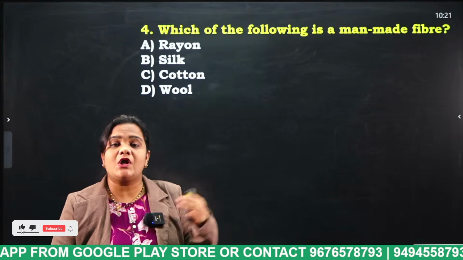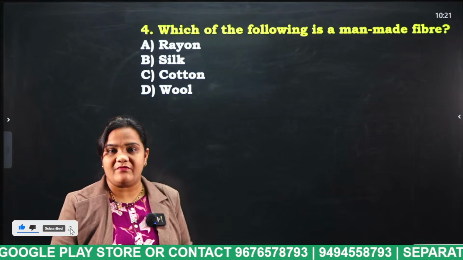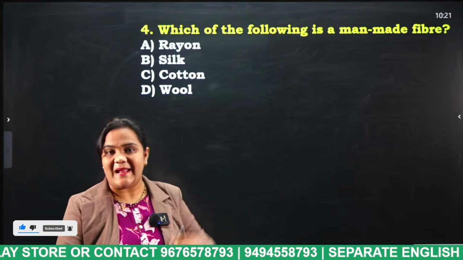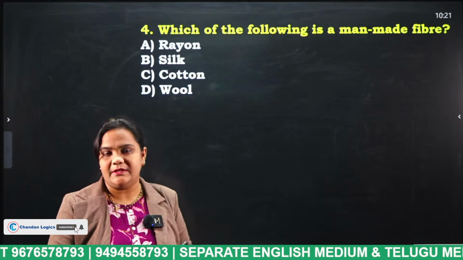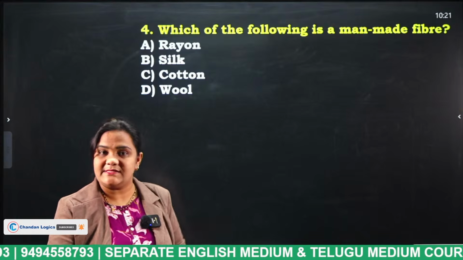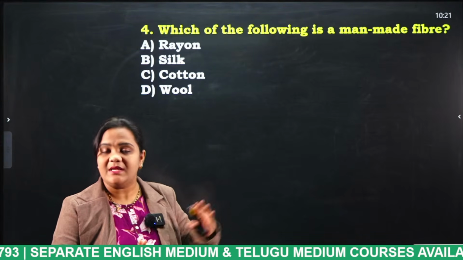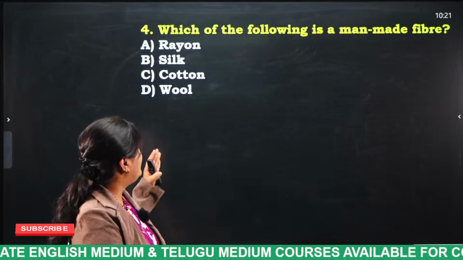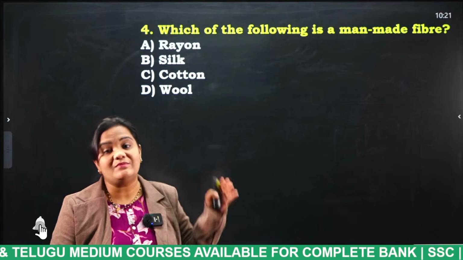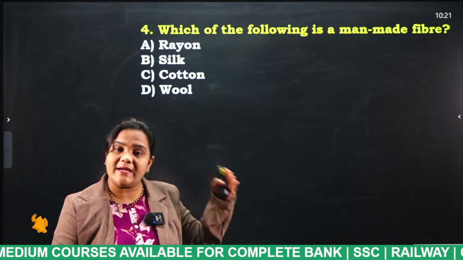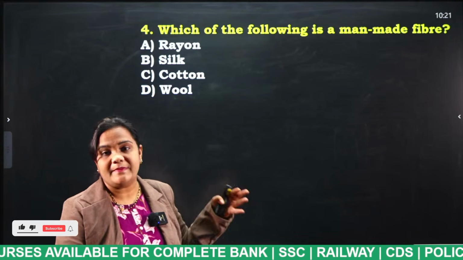For example, cotton. Where do we get cotton from? We get cotton from cotton plants. It is the hair of the cotton seed. That is fine, it is naturally made. And silk, where do we get silk from? We get silk from the silkworm. That means we are also getting this naturally, so it might not be the answer.